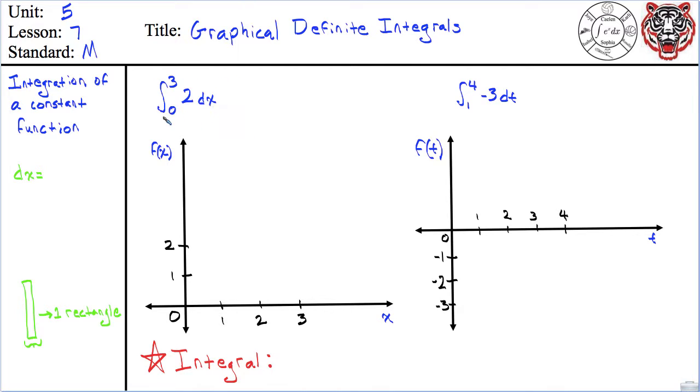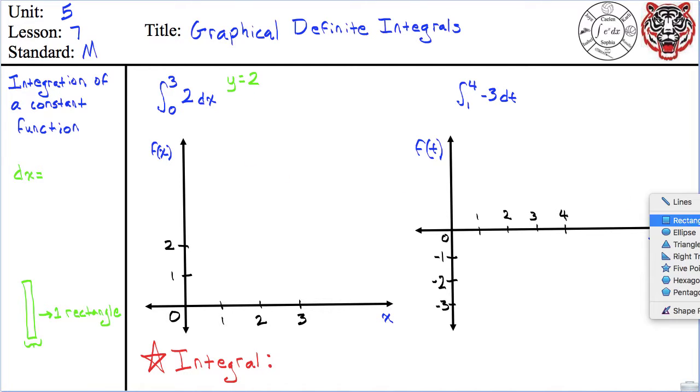So this is the problem I'm trying to work on. I need to find the integral from 0 to 3 of 2 dx. So whenever I have a function, don't think about the dx, but just this number, that is the function that I need to graph. So what is the graph of y equals 2? Can we picture what that looks like in our head?